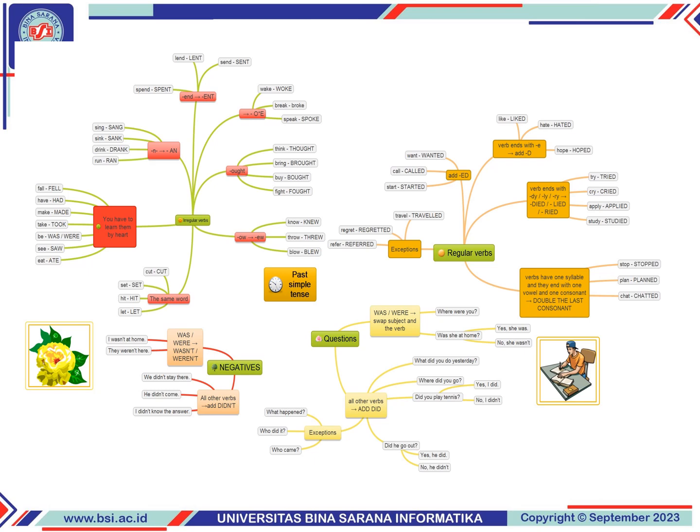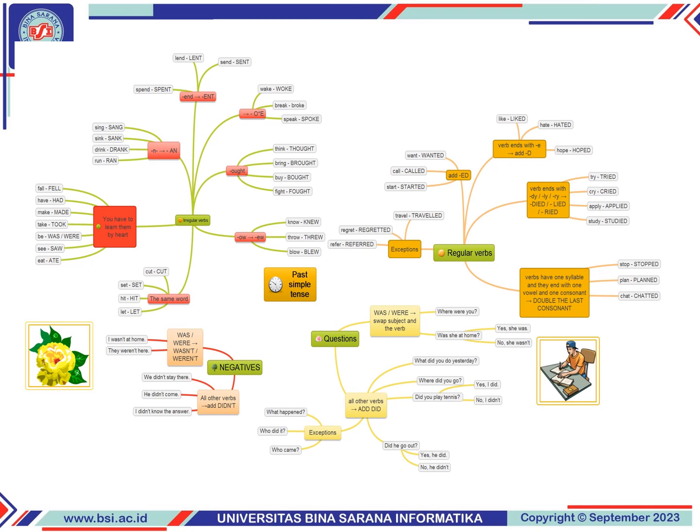What about questions? We use the auxiliary. We change the position. Auxiliary verbs like was and were or did plus verb one. Remember, we use verb one because we have used the past form of the auxiliary was and were. For example, where were you? Was she at home? For the verb, where did you go? What did you do yesterday? Did you play tennis? And the answer can be yes or can be no.